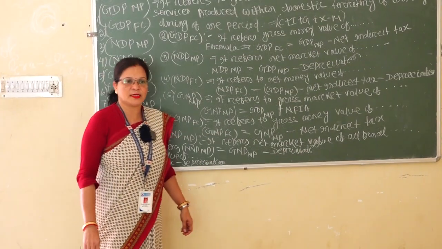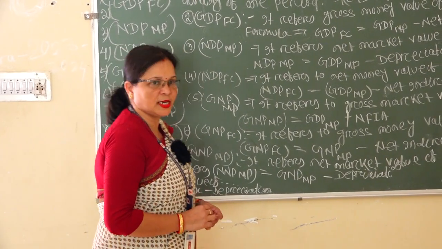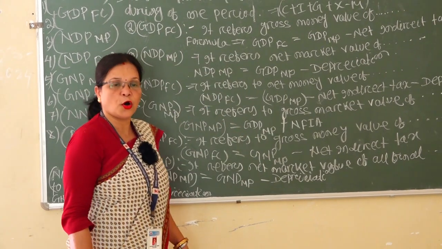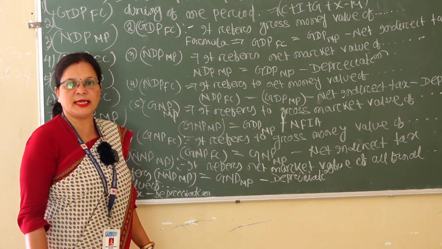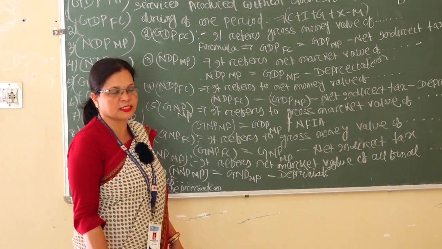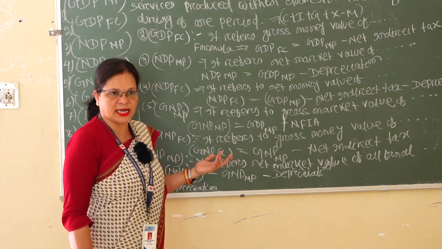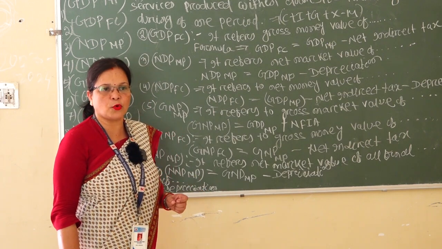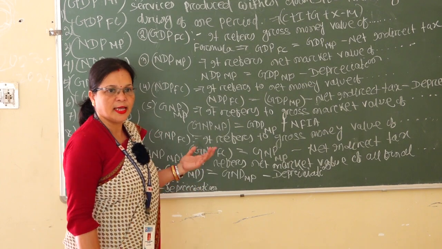So today we will start national income and its aggregates. To start with national income, in the previous class I have already told that national income means all the final goods and services produced in a country within a year. And what is domestic income? Domestic income means all the final goods and services produced within a domestic territory in a year.